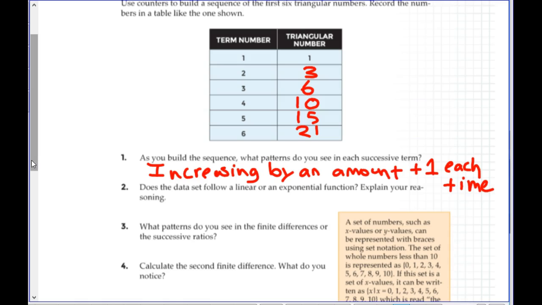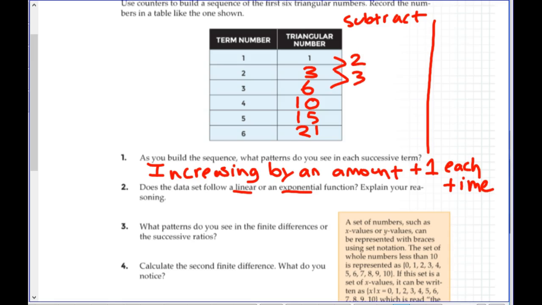Okay, so how do we tell if it's linear or exponential? If you remember from what we've been learning, to find out if it's linear, we have to subtract and see if they're all the same. So let's subtract these numbers and see if we get the same number. See if it's linear. 3 minus 1 is? Okay, and then 6 minus 3.